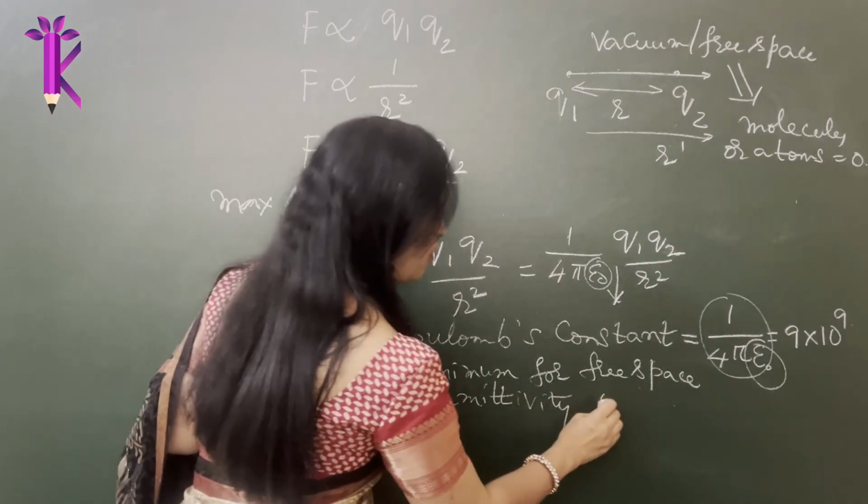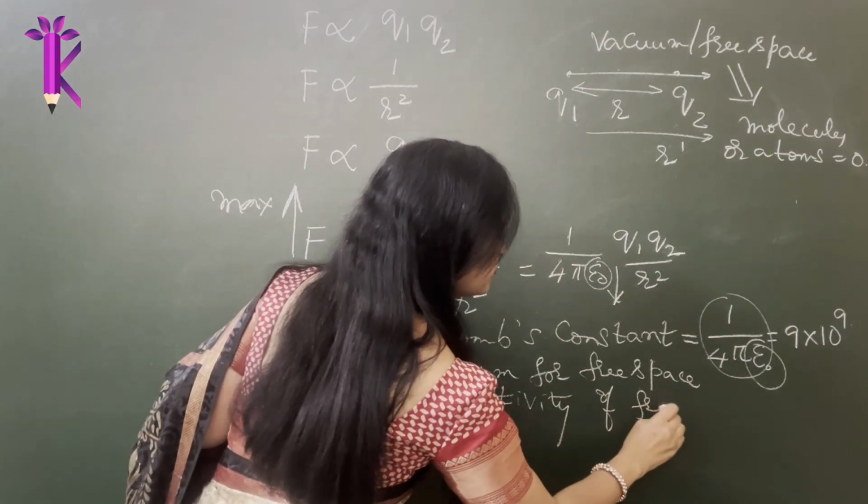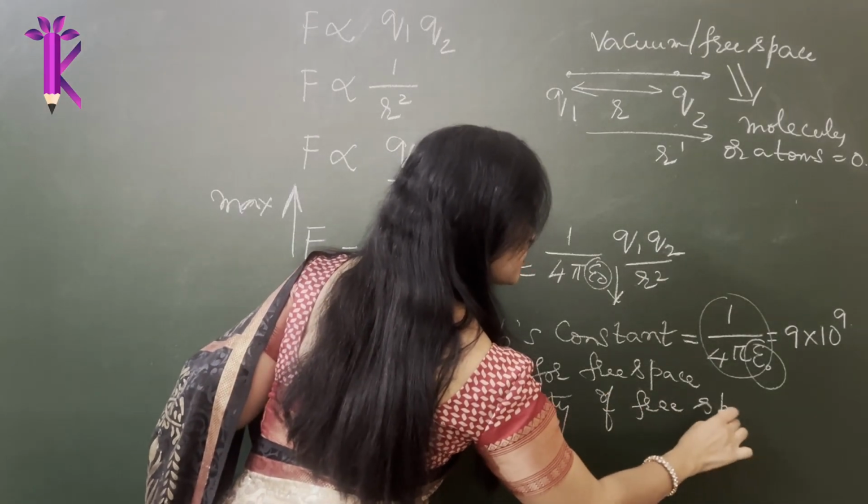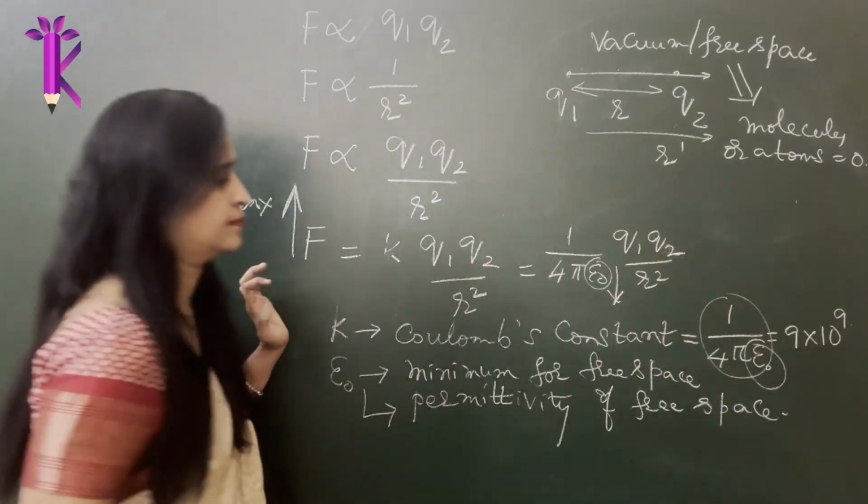So, permittivity of free space. Now let's assume the charges are placed in a medium like water, and let us try to understand and write the equation for the permittivity of that medium. So far we assumed that the charges were placed in vacuum or free space, and we defined K to be 1 by 4 pi epsilon naught, where epsilon naught is the permittivity of free space.